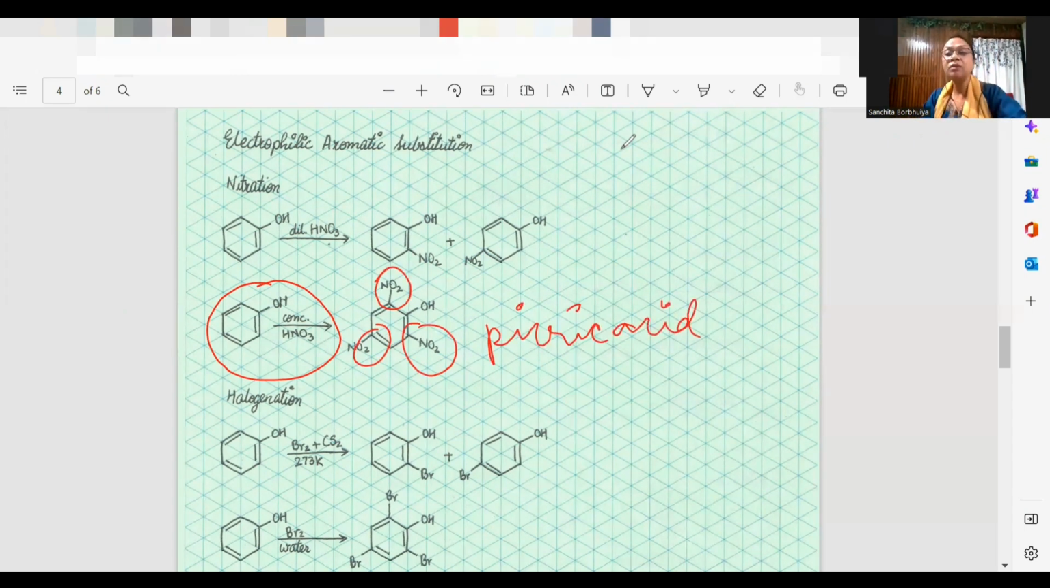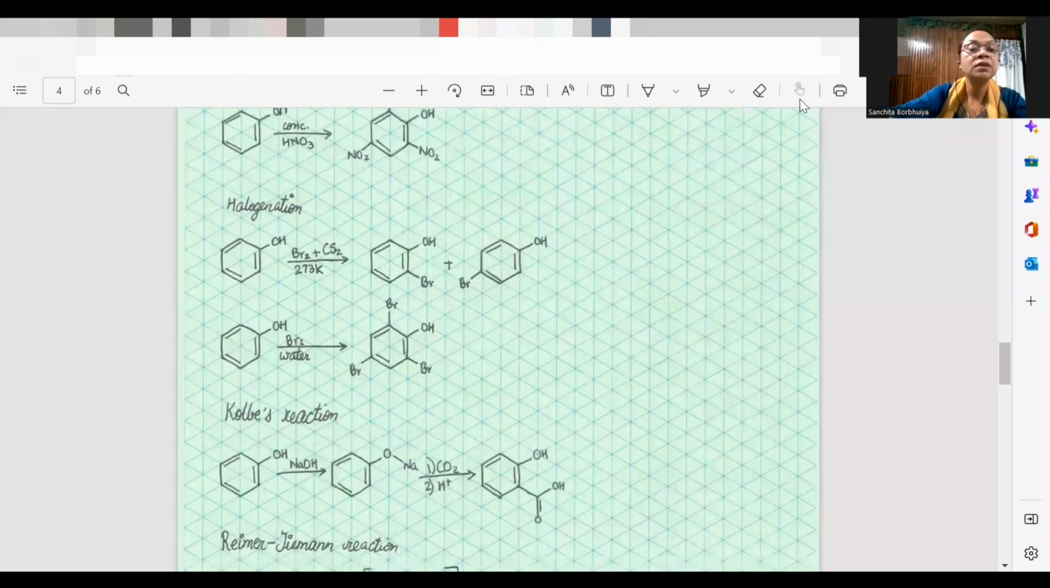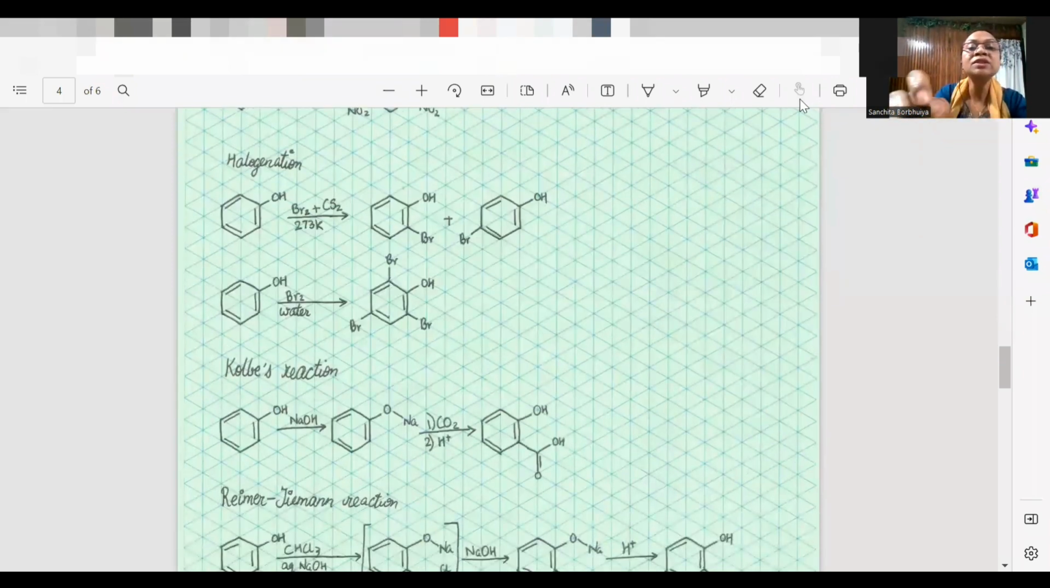Note it down. If you feel that you have to pause, take a break, note it down. Pause. Yes. Going on to the next one, which is halogenation reaction.